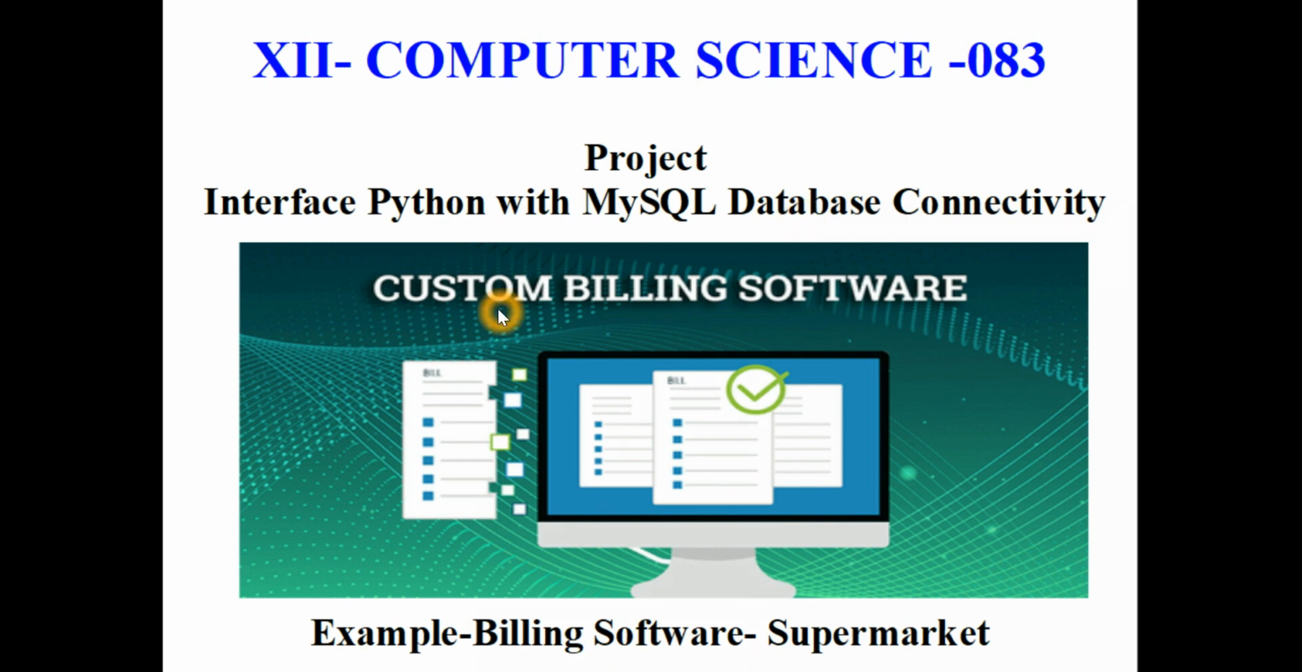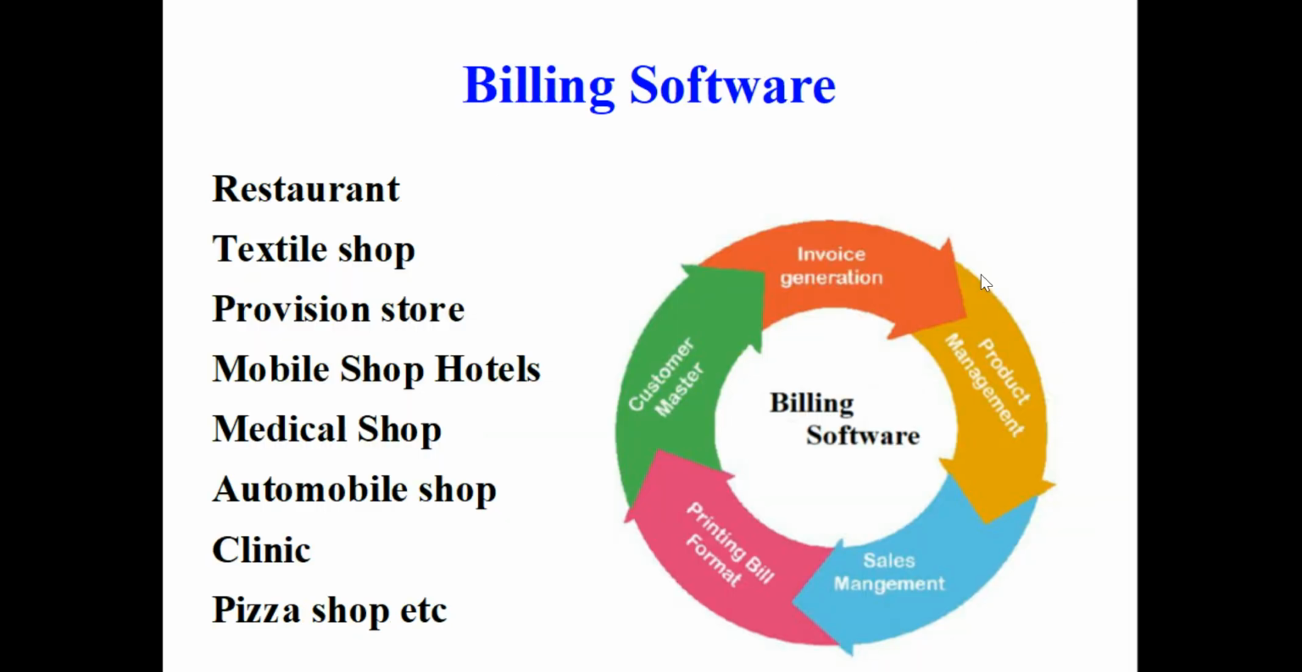So here we are going to create customized billing software for your supermarket. There is a reason behind why I chose this billing software: whatever the shop may be, we need computerized billing software. From the supermarket project, they will get the idea about how to convert this billing software to a different shop like a restaurant, mobile shop or clinic, whatever it may be. So they will get a clear-cut idea about the project. Before entering into the project, just watch the video.